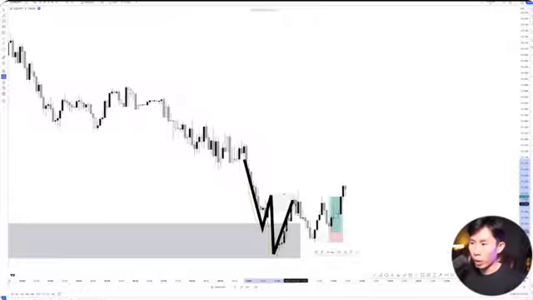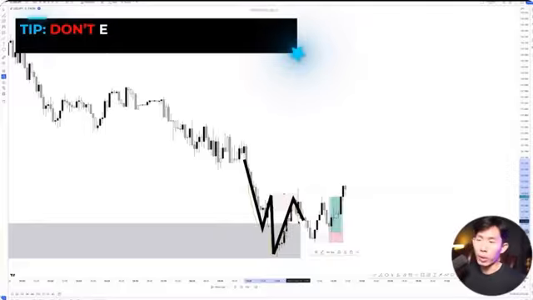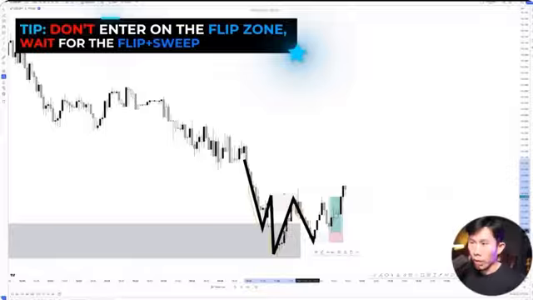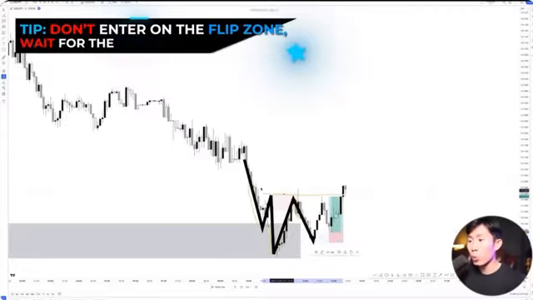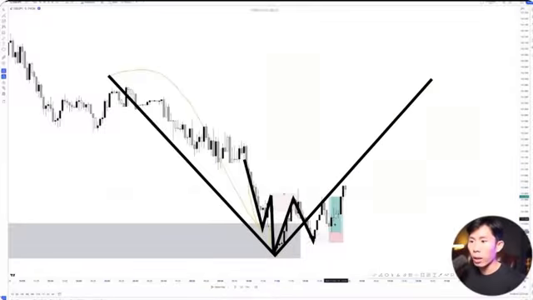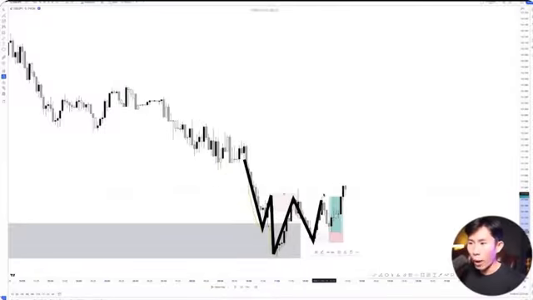And then later on, price created a flip zone. But remember, we don't want to enter on a flip zone. We want to enter on a flip plus sweep, right? So we waited for that flip zone to be swept. And then we also got our market shift, which confirmed to us there's a shift in structure. And this internal structure has turned bullish before we finally get our entry, where price stepped back into that flip plus sweep zone. Just like this, place our stop loss below the flip plus sweep zone, and we targeted 3R.